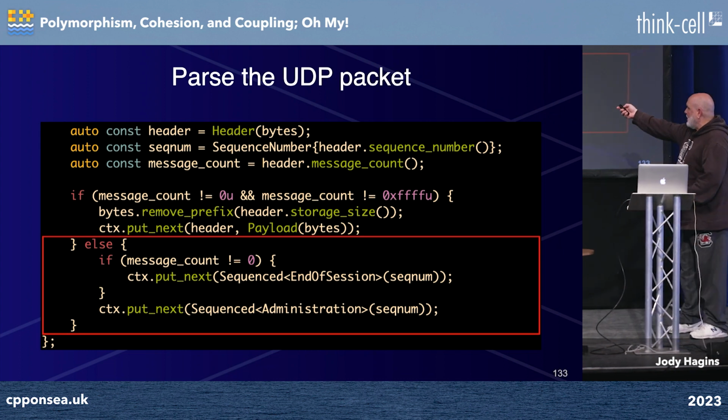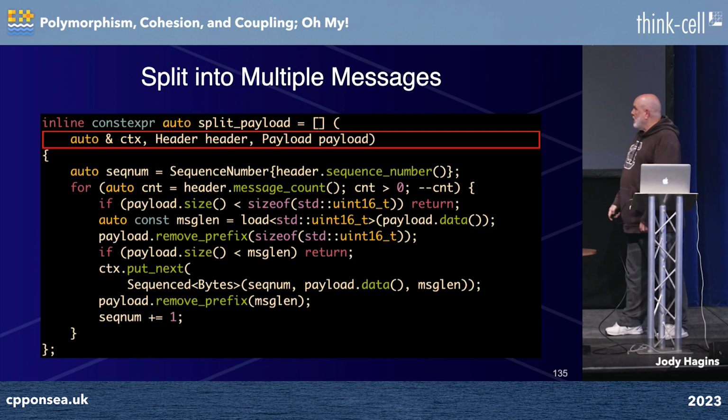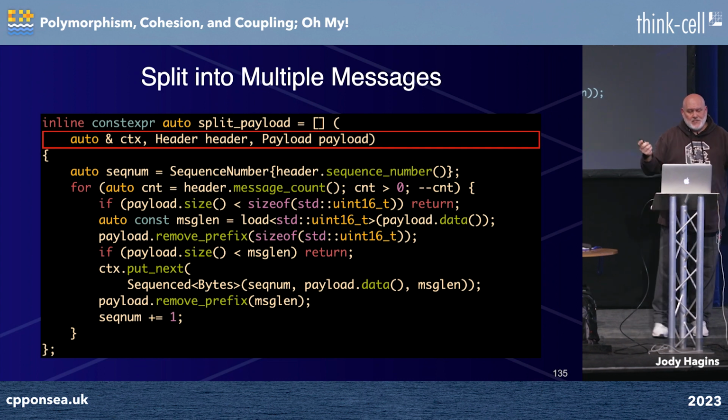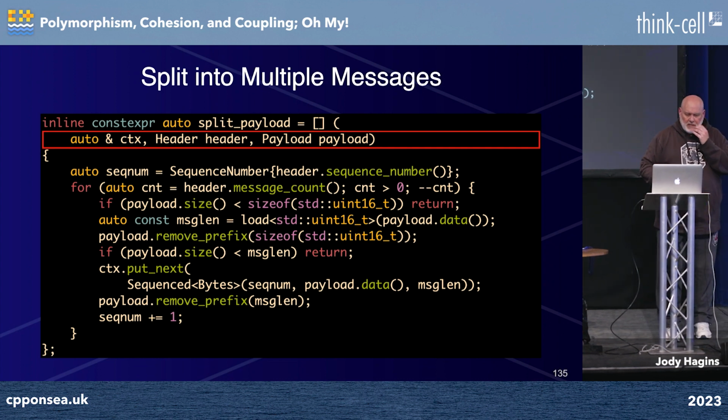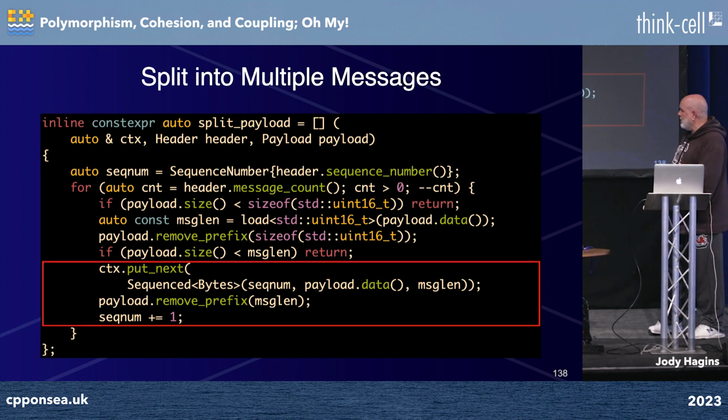Or we just put a sequence message of in session and a sequence message of administration session, giving the sequence number that we have. We can write a module that will split things into multiple messages, right? It'll split our payload. We grab our sequence number, we loop through here, and we will put the very next sequence number.